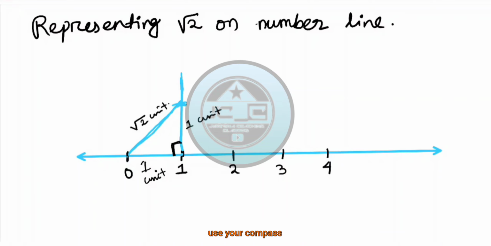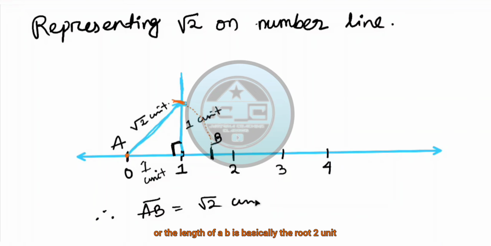Let's do it. Use your compass. Exactly, put the needle of the compass here and the pencil here. Measure the arc, then draw the arc and extend it towards the number line. Then exactly at this point you have the √2 unit, right? Name it as A, and this is B. Therefore the length of AB is basically the √2 unit.